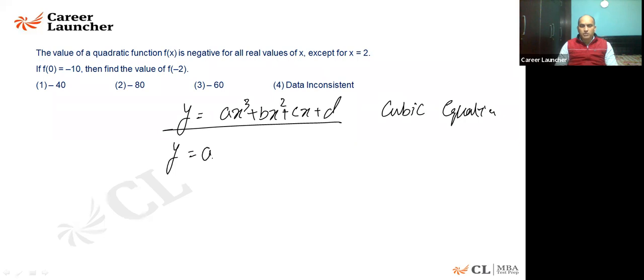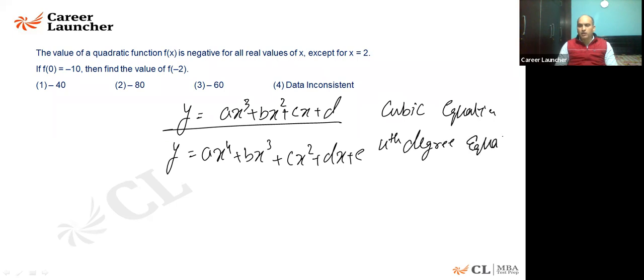There can be another equation which is ax to the power of 4 plus bx cube plus cx square plus dx plus e. This is the fourth degree equation. Why fourth degree? Because the highest power of the independent variable is coming out to be 4. So it is a fourth degree equation. So higher degree equation is this. Let me first explain what a cubic equation is.